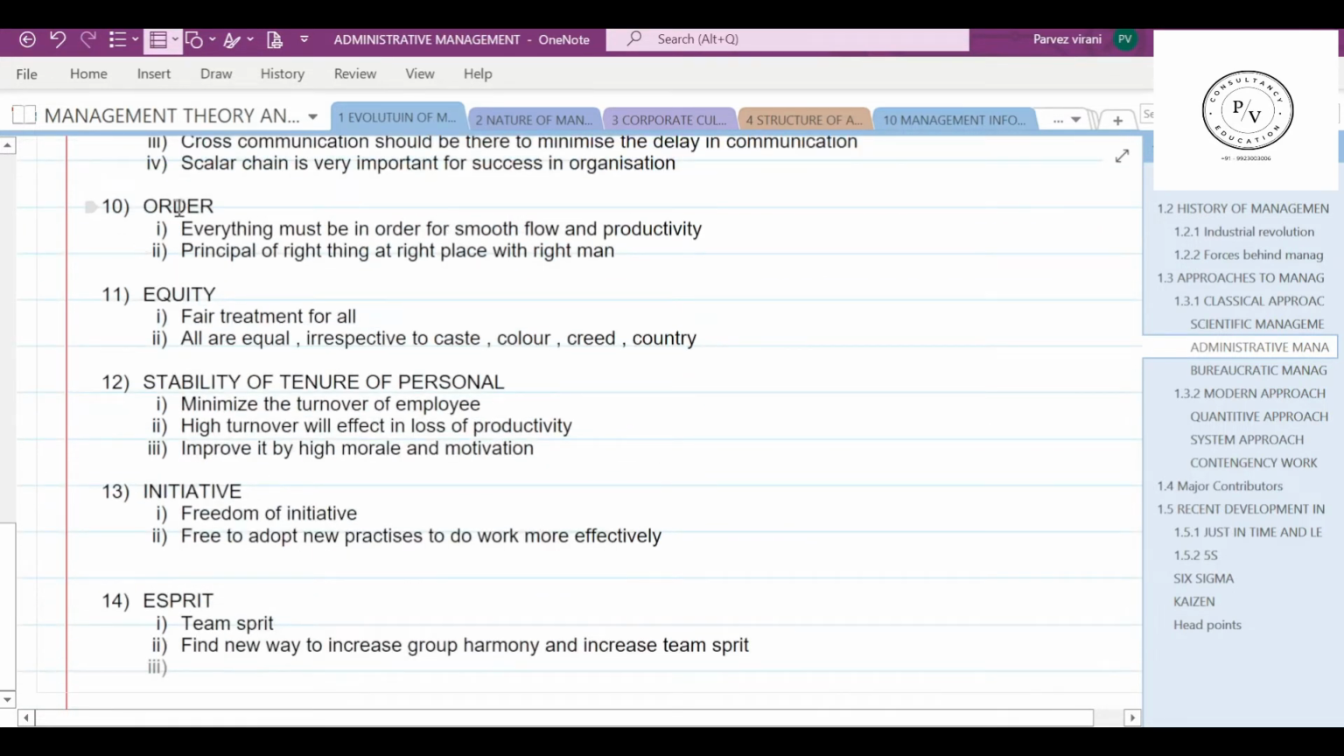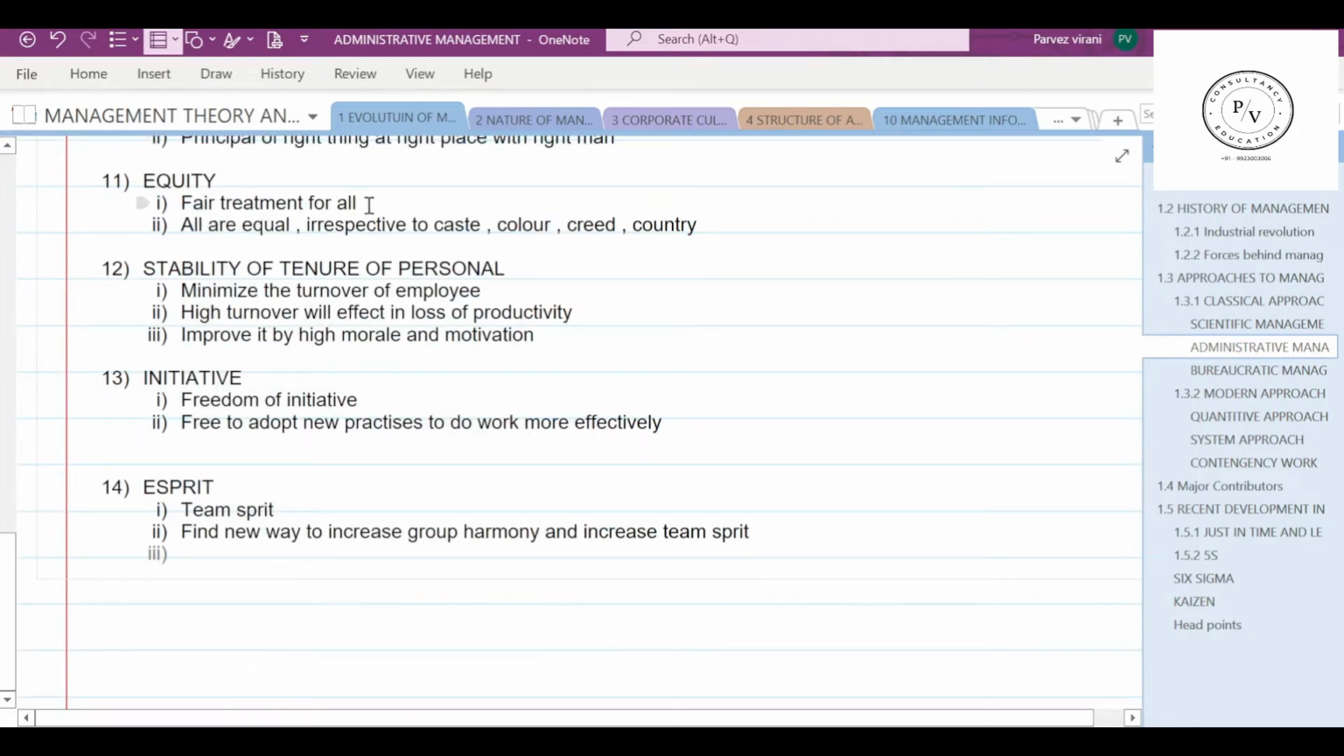Order. Everything must be in order for smooth flow of productivity. Principle of right thing at the right place with the right man. Equity, fair treatment for all. All are equal irrespective of their caste, color, creed, country, gender or list. बढ़िया. Stability of tenure of personnel. Minimize the turnover of employees. High turnover will affect the loss of production. Improve it by high morale and motivation.